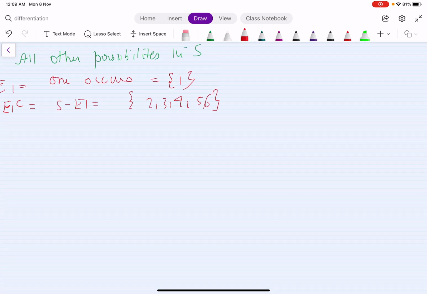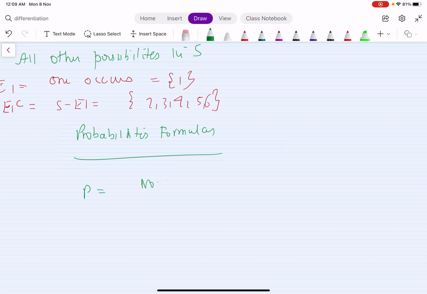So complementary of events. Okay, then the next thing that we have learned is the addition rule. The addition rule that we have understood. Okay, wait. The next thing that we have understood are probability formulas. So the first thing we have understood is probability P of an event is basically the number of favorable outcomes that we are asking about by all the outcomes, which is your sample space.